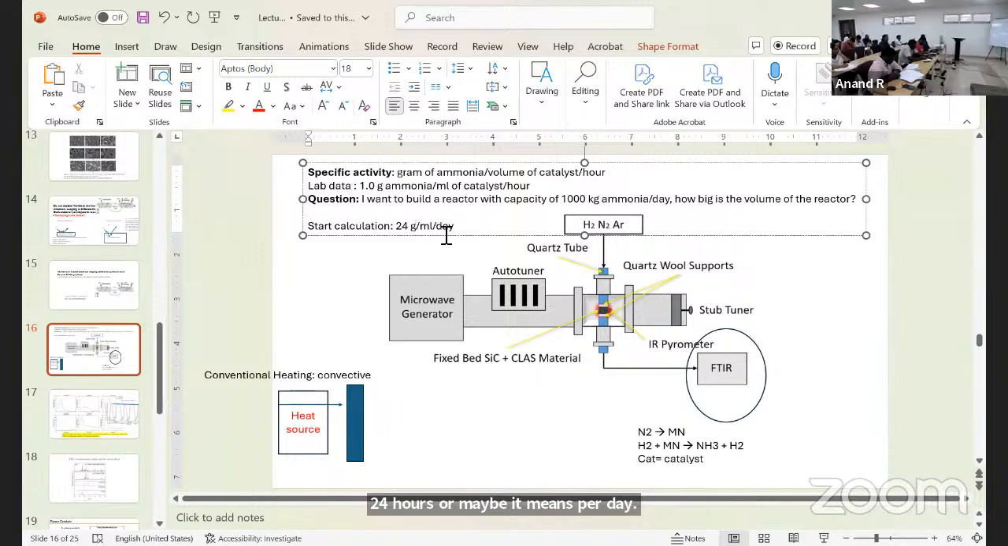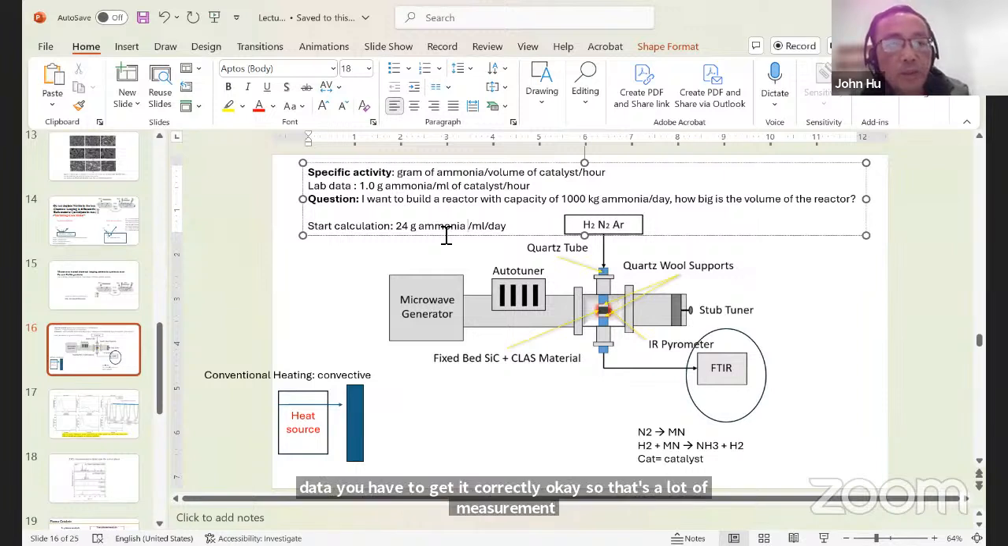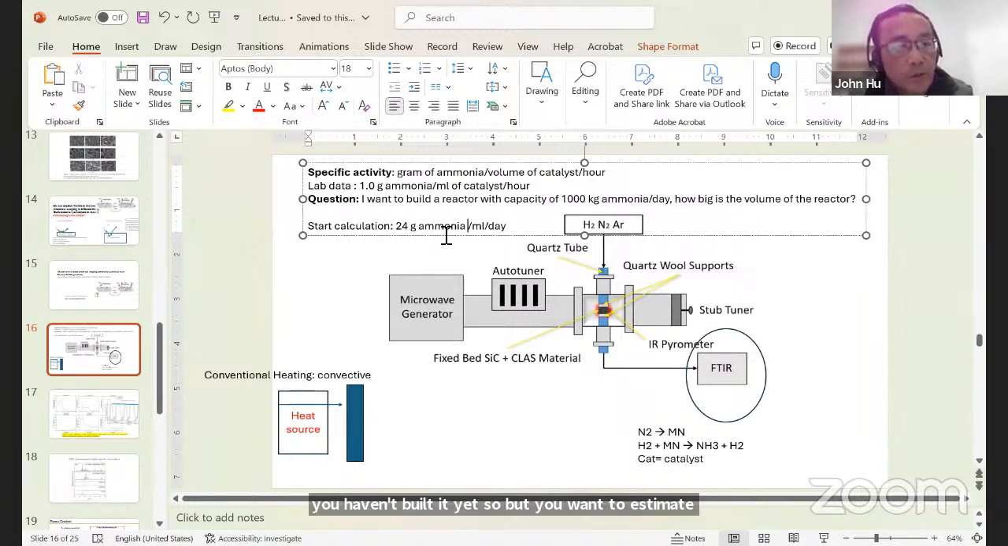All right. So now you get answers. That's why what's important is the laboratory data. Laboratory data you have to get it correctly. That's a lot of measurement. But a large reactor, this 1,000 kg per day, you haven't built it yet. But you want to estimate, how much catalyst do I need to buy? So this is how you use the laboratory data: 24 gram ammonia per ml of catalyst per day.